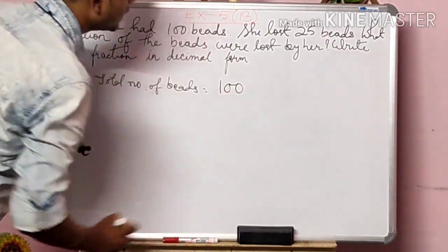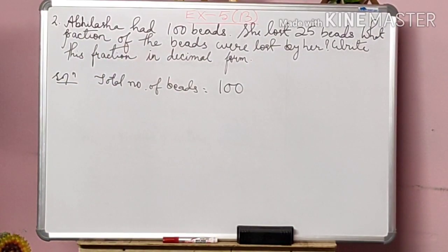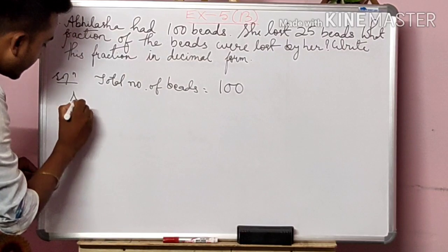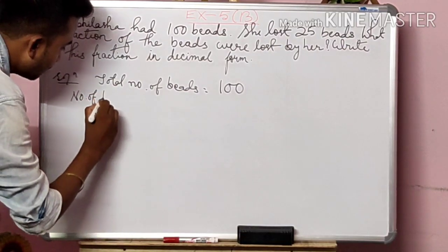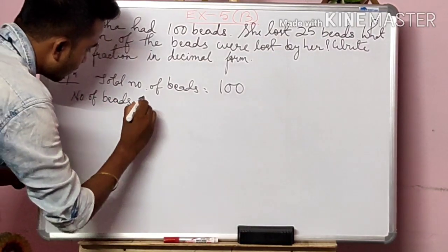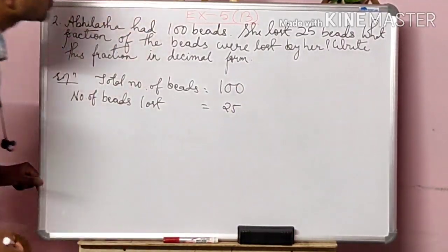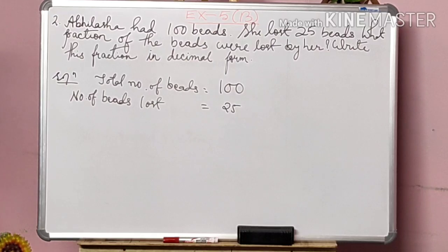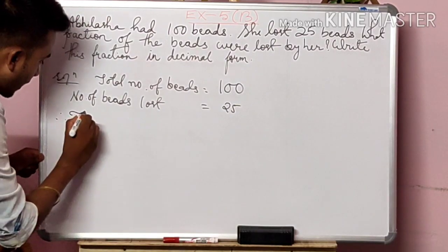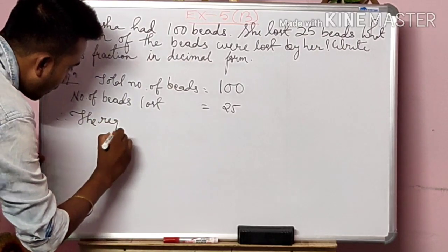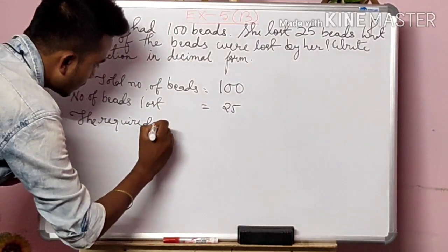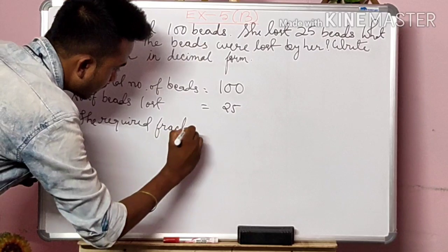Okay. Now you see, she lost 25 beads from it. So you write number of beads lost. How many were lost? It was only 25. So now what we have to do? We just have to convert it into a fraction. So it is very simple, as we did in the earlier question. You see what we have to do? Therefore the required fraction, you see, the required fraction, sorry.